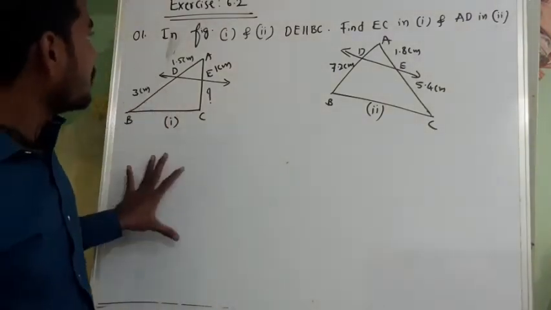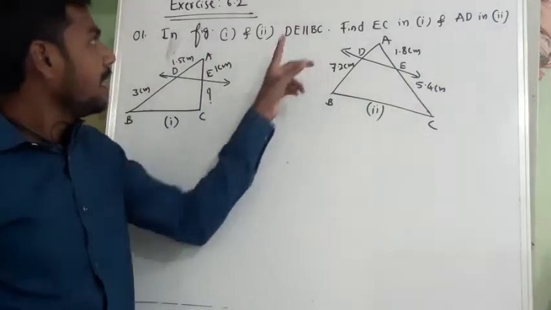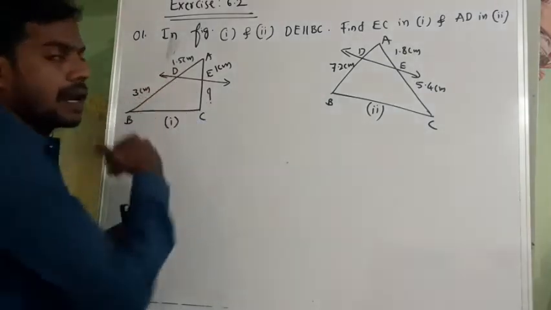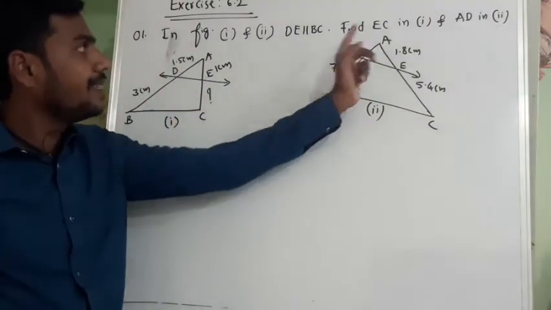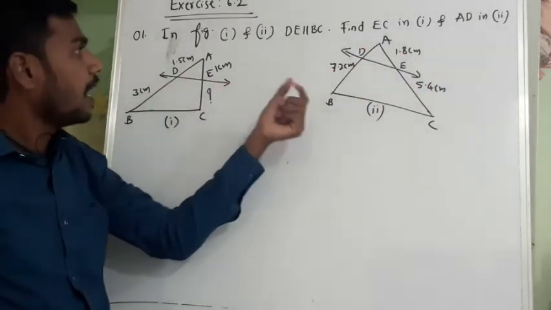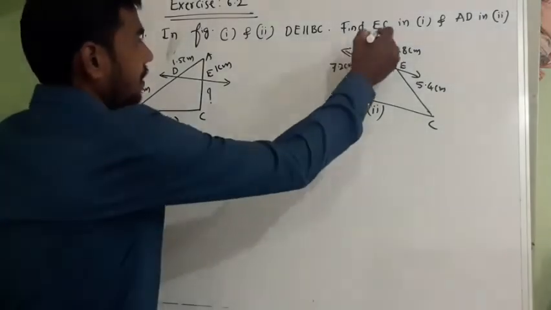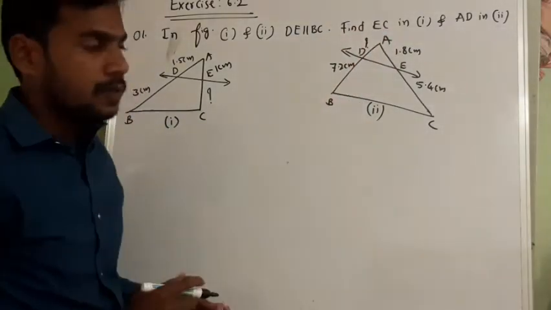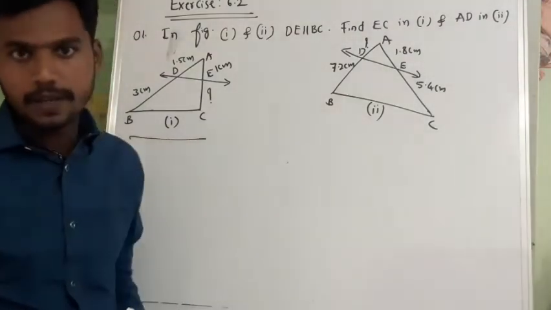In this first question, in figures 1 and 2, DE is parallel to BC. Here also DE is parallel to BC. Find EC in the first case and AD in the second case. We need to find AD here. I will solve the second one. The first one you should solve by yourself.